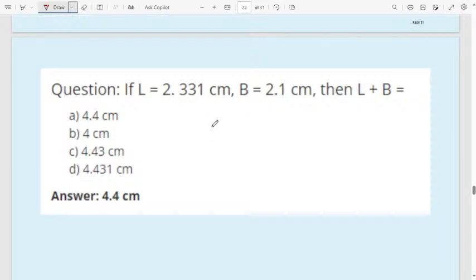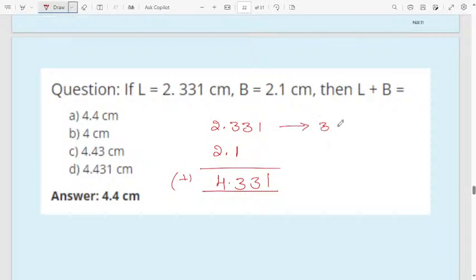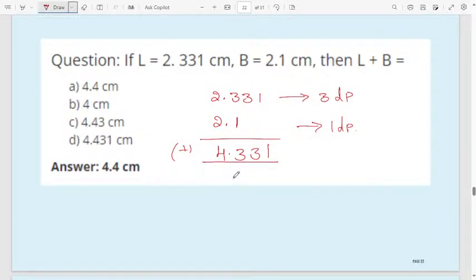Yes, length and breadth are given. Length is 2.331, breadth is 2.1 centimeter. Then simple addition you have to do here. Then this is 4.431. This is up to 3 decimal places. This one is 1 decimal place. After the decimal only one number will be there. Always you have to consider the least one decimal place only. When you round off, it will become 4.4 centimeter. The correct answer will be 4.4 centimeter.